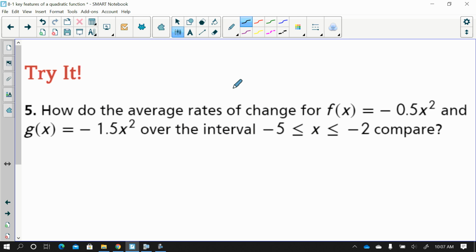Okay, one more. You try this one, and then I'll go ahead and do it after you try. So pause the video and try this problem, please.